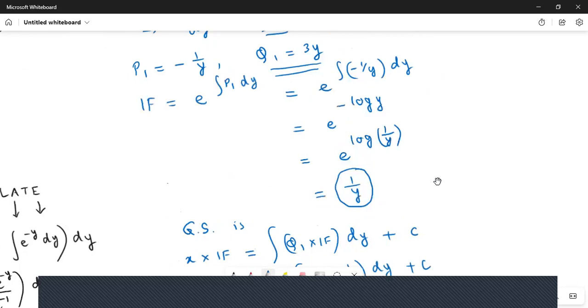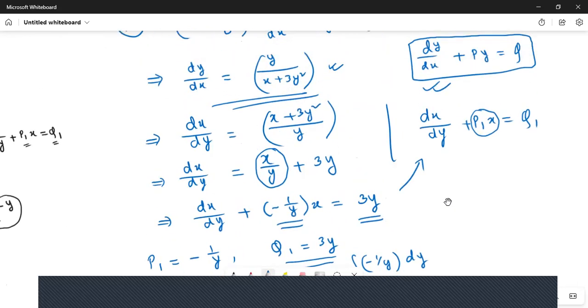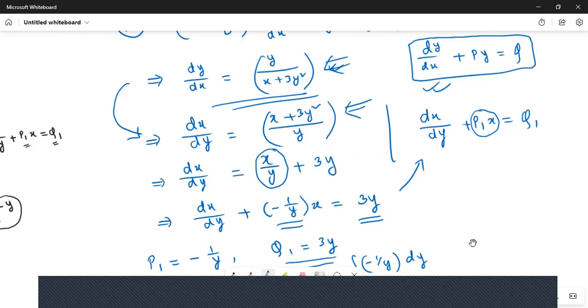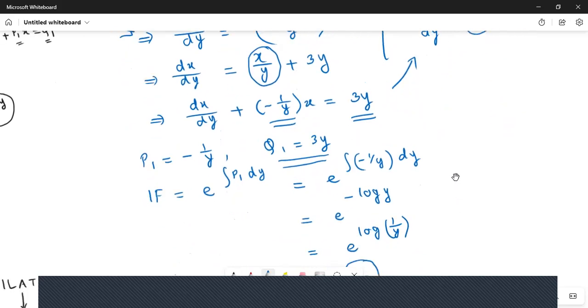So you can see one more time what you have done. This is the interesting step. From this step to this step, you have to see how you have done it. Okay, because it is not possible to find in this way. So we have changed it, dx by dy. We reversed it. Okay, so that is the way of doing it.